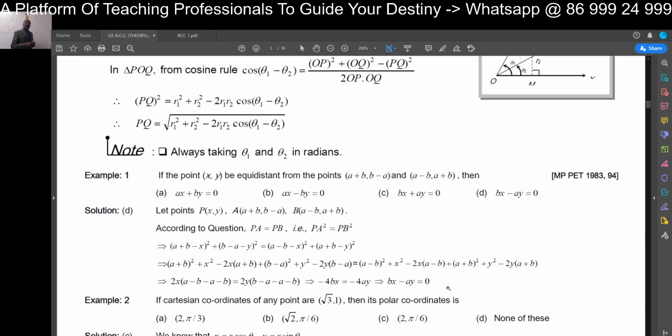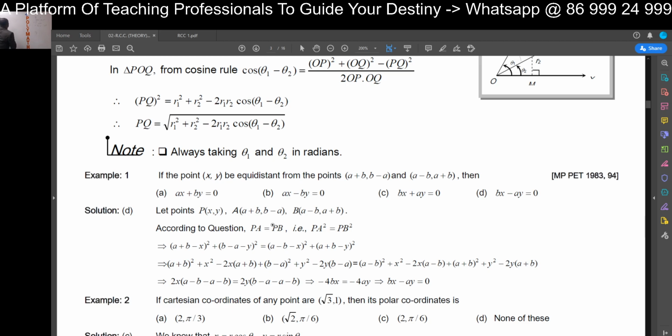You got the equation, but the combination of the plane geometry and algebra. Why algebra? When the point is given in terms of xy, every geometrical figure will be expressed in terms of xy only. That is nothing but algebra. Here also it is expressed as algebraic form. Just see this, Bx minus Ay equal to 0. How do we understand this geometrically?